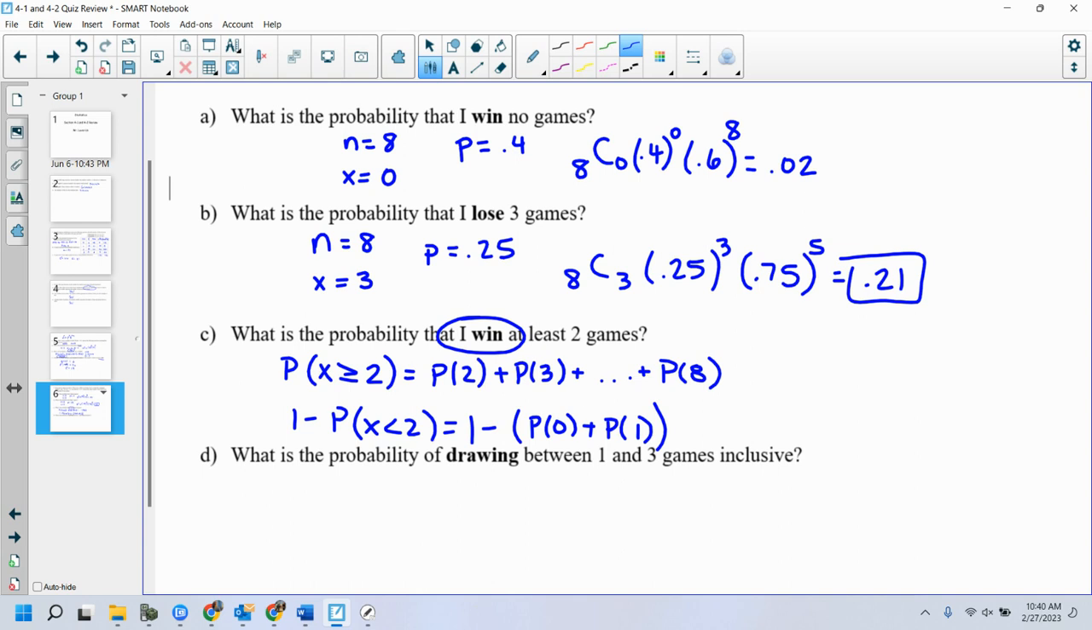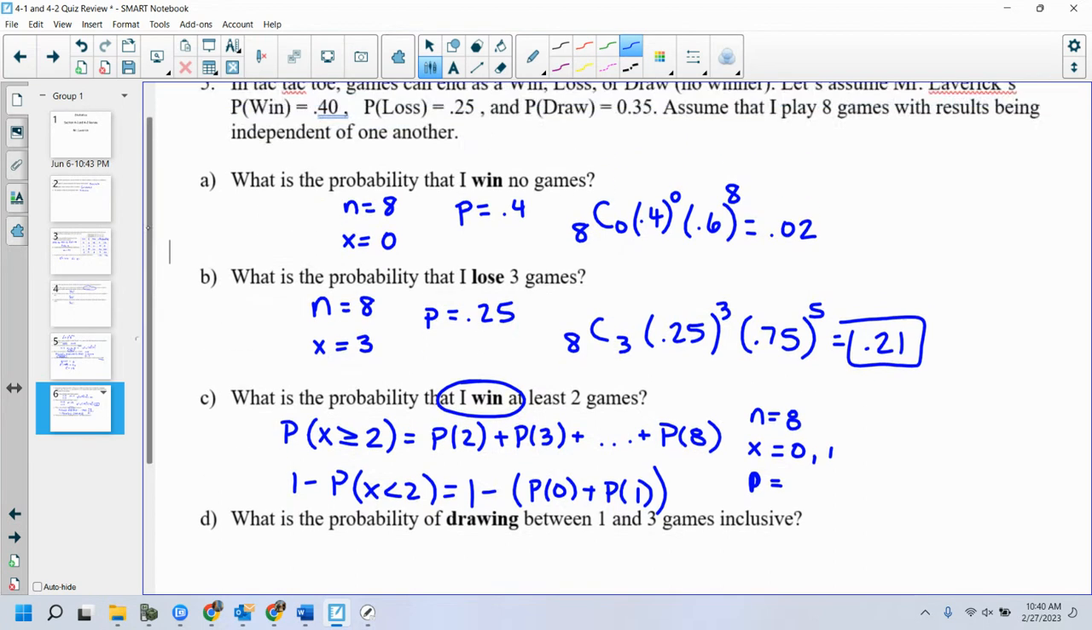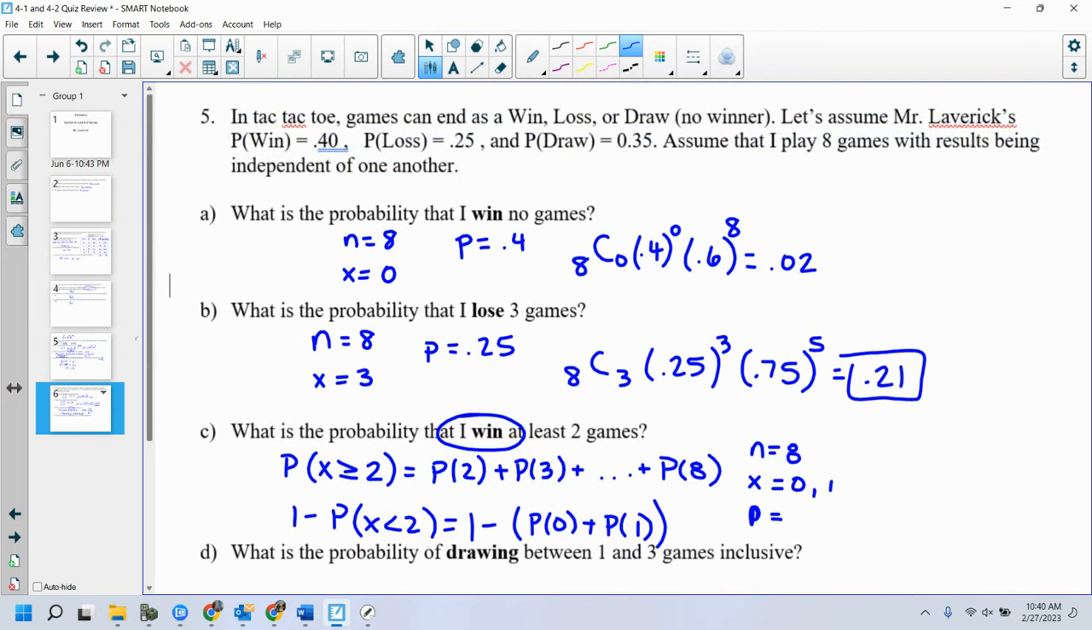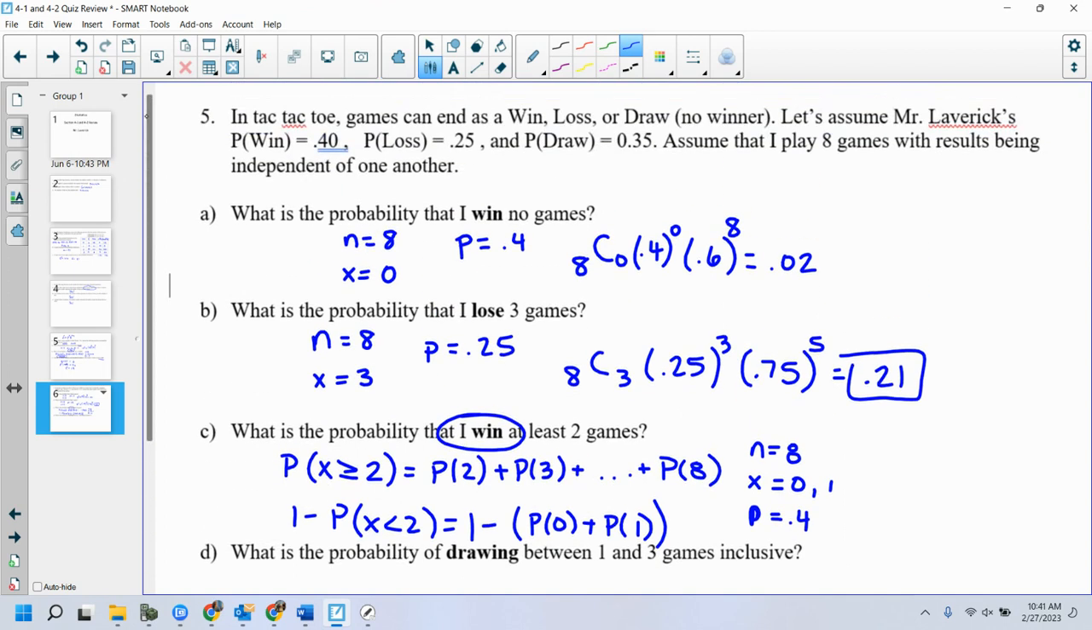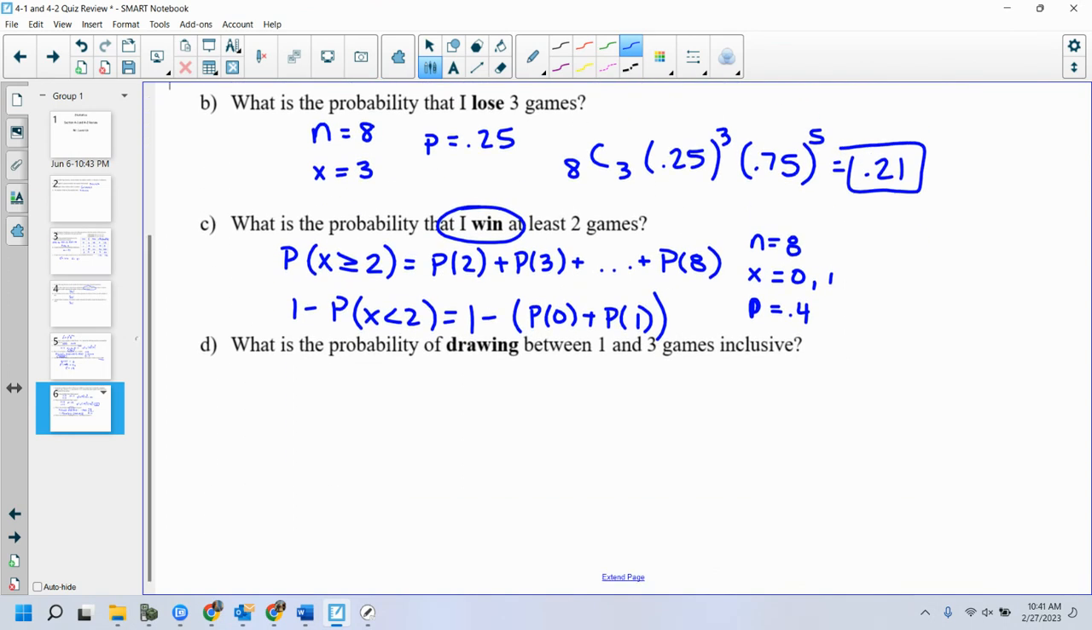So let's run those two calculations with n is 8. X is 0 and 1. What is p in this case? Probability of win, 0.4. This is why I would discourage you from using loss, because are win and loss complements? No, because you can tie. So be careful of that.